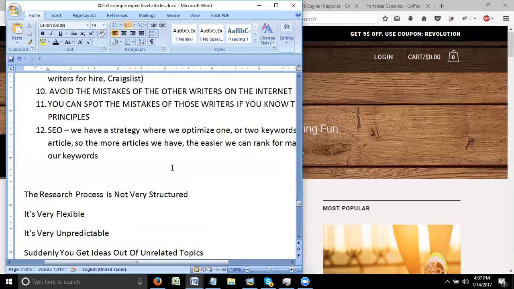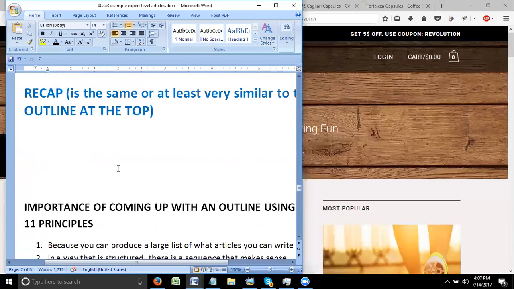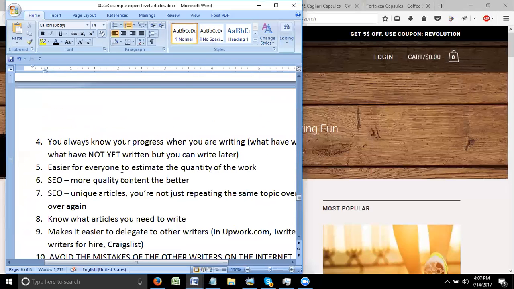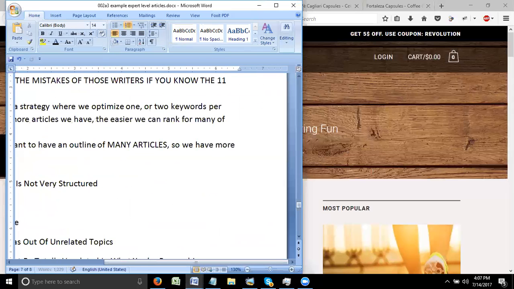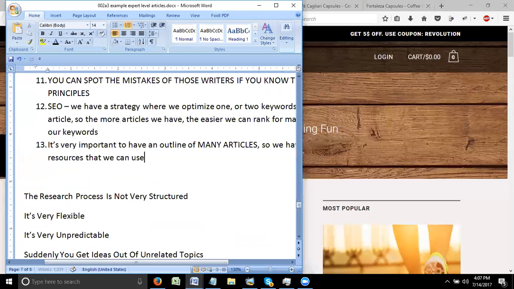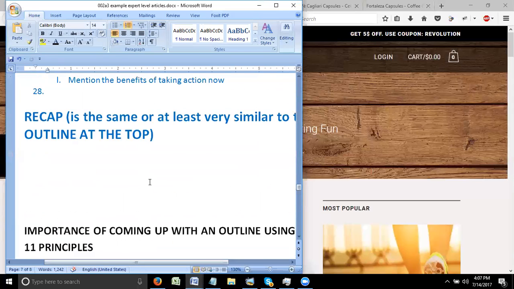Now, just so you know, many of the projects that we are working on in SEO are ranking for hundreds to thousands of keywords. That's why it's very important that we have an outline of many articles, so we have more resources that we can use to distribute in SEO and in social media. All right.